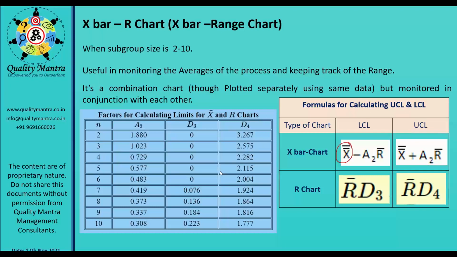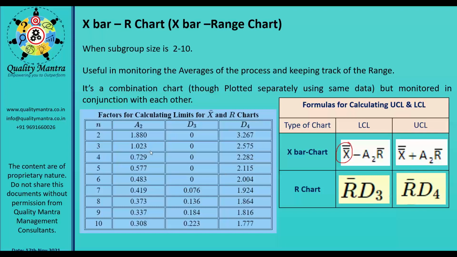So in the X bar R chart, it is not a chart of individuals. You are plotting the average. For every subgroup, you get the average that you are going to plot. These are the formulas for calculating the LCL and UCL of the X bar R chart.